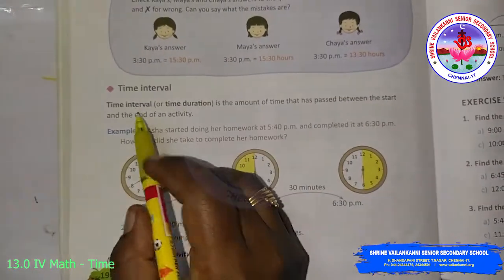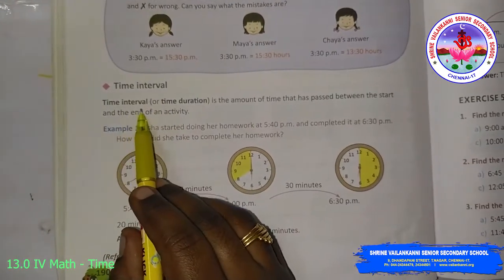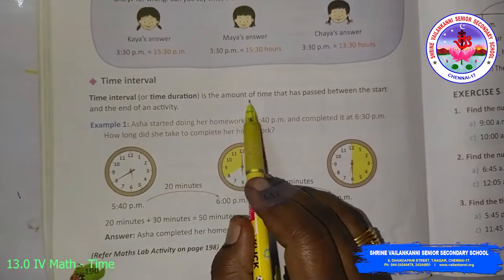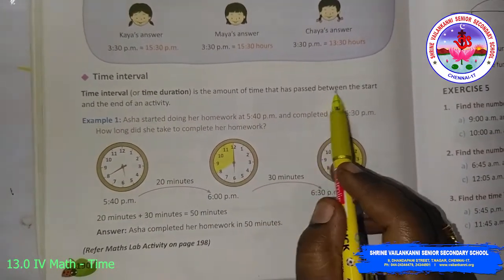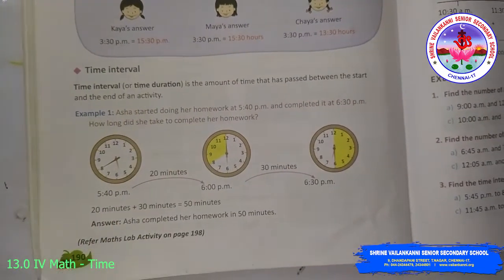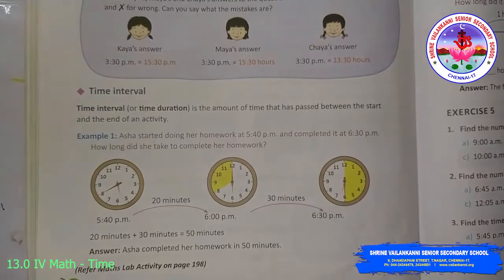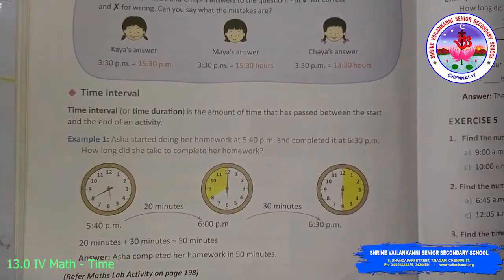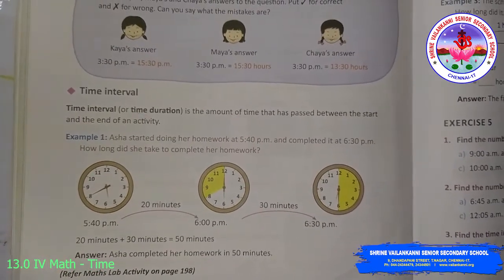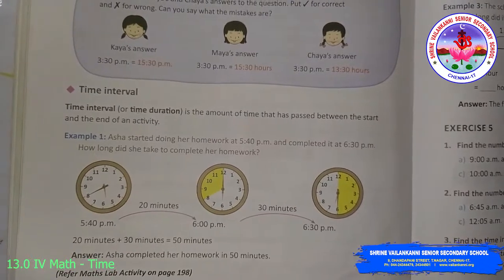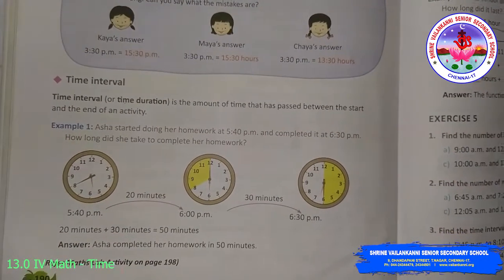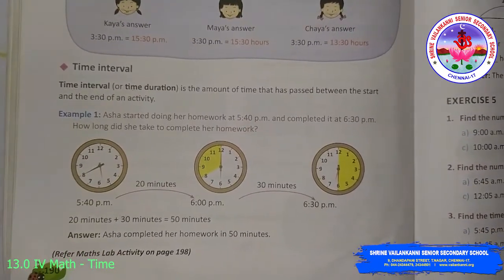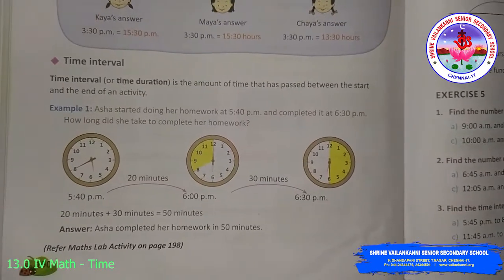Next topic we are going to see is time interval. This time interval we can also call time duration. It is the amount of time that has passed between the starting time and the ending time of the activity. If you take any activity, for example, the first period, if the period timing starts at 9 o'clock and ends at 9:30, the starting time of the class is 9 o'clock, the ending time of the class is 9:30. So what is the duration of the class? 30 minutes. You will have 30 minutes from 9 to 9:30. That is called time interval.